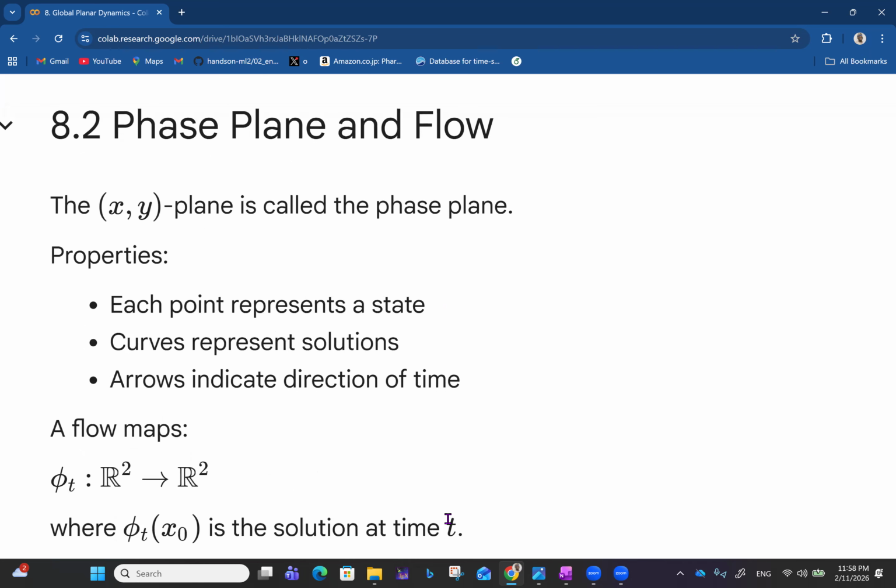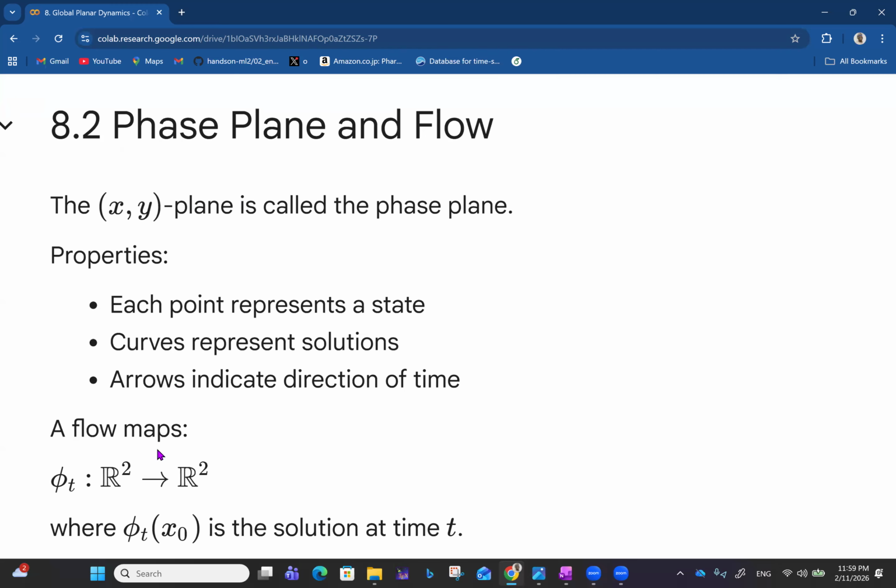Then we have the phase plane and flow. The xy plane is called the phase plane. Each point represents a state. Every point you have there, like (1, 5) or (-5, 7), represents a state. Curves represent solutions and arrows indicate the direction of time.